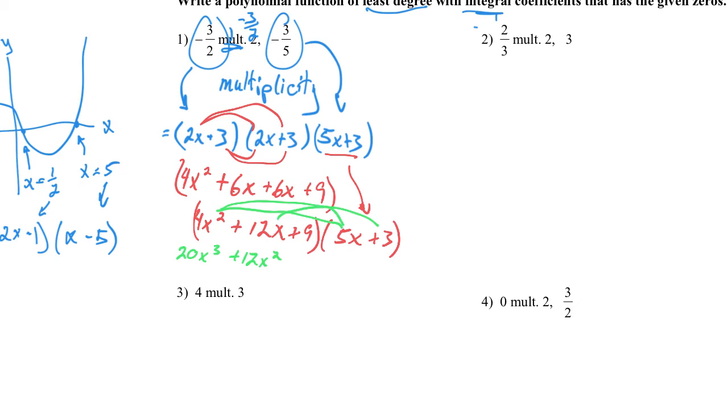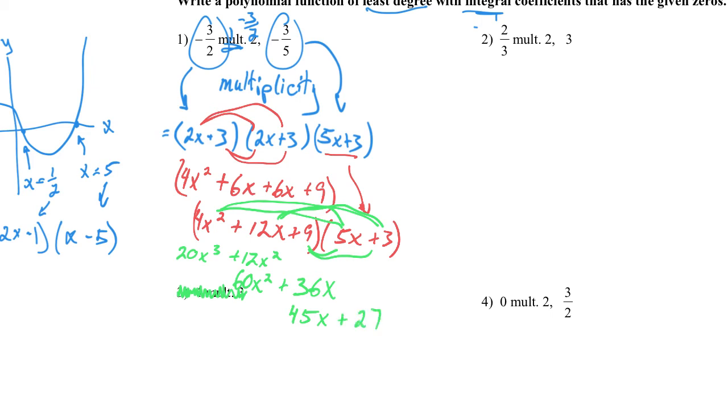It's going to be 60x squared. So I'm going to put that underneath the other x squared. That's right there. And let's ignore this down here. And keep going. 12x times the 3 is going to be 36x. And then move on to the 9. So 9 times the 5x is going to be 45x. And I'm going to put that underneath the other x that's already there. And then 9 times the 3 is going to give me 27.